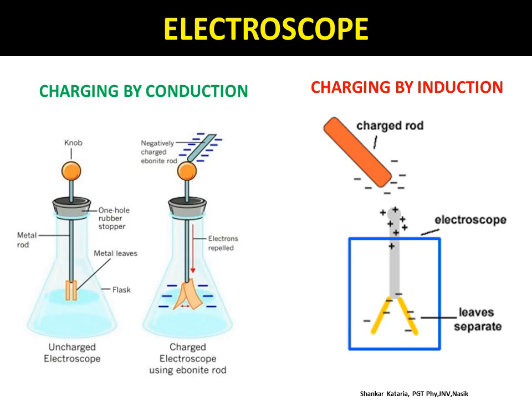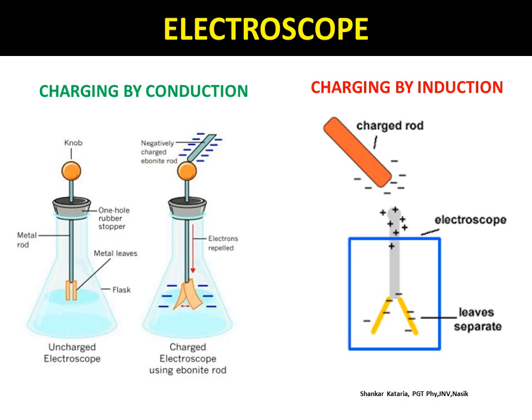Since here we have touched the ebonite rod to the knob, the charging is done by conduction, because we have brought two objects in physical contact with each other, that is the ebonite rod and the knob of the electroscope.